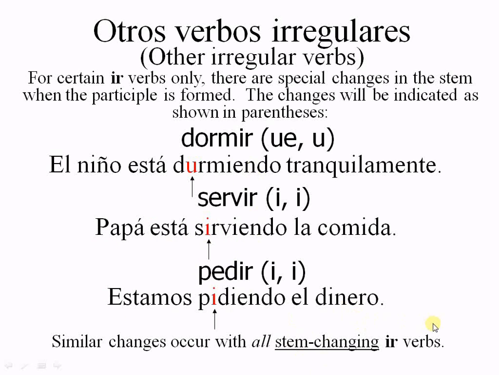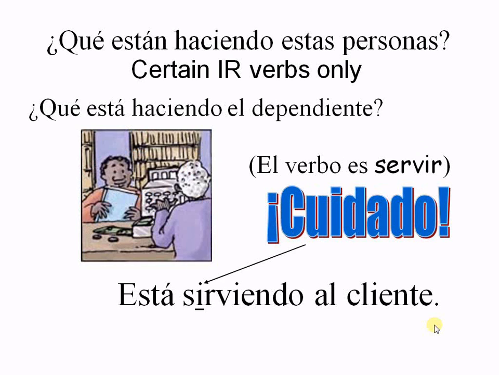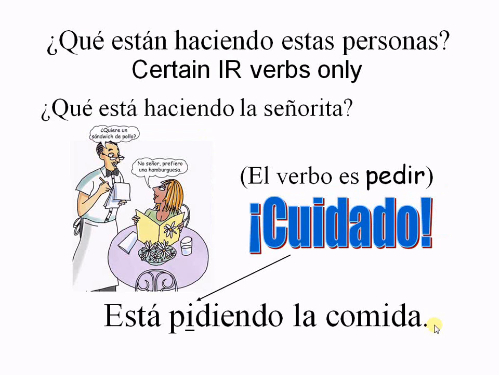Okay? Let's see some examples. ¿Qué está haciendo el joven? Está durmiendo. ¿Qué está haciendo el dependiente? Está sirviendo al cliente. ¿Qué está haciendo la señorita? Está pidiendo la comida.